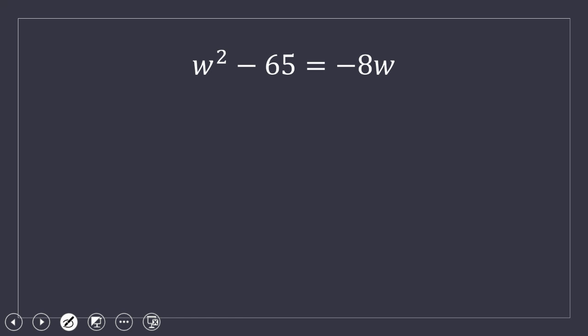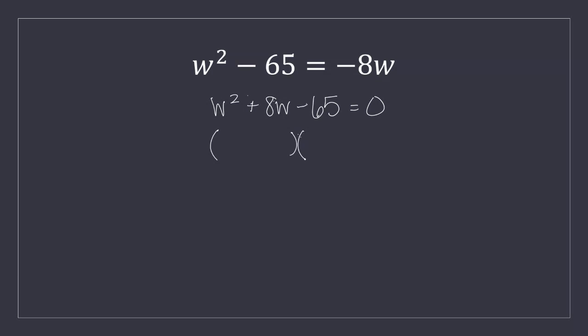This one needs to be equal to 0 too. So this time I'm going to add 8w in order to get my equation equal to 0. Now I'm going to break it apart and I'm going to be asking myself what factors of 65 are going to subtract to be positive 8.